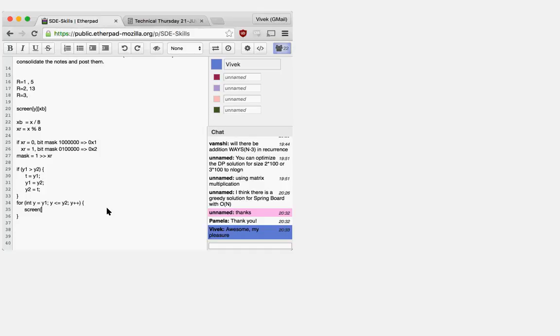So screen of y of xb and r, right? And that's it. That's all. As simple as it can be. Does that make sense, Kavita? Yes. So basically right shifting by 1 bit.